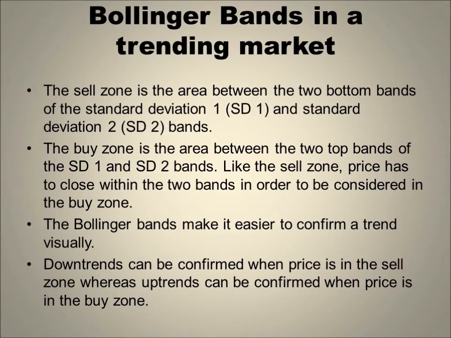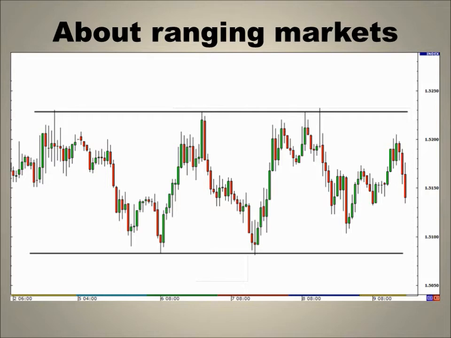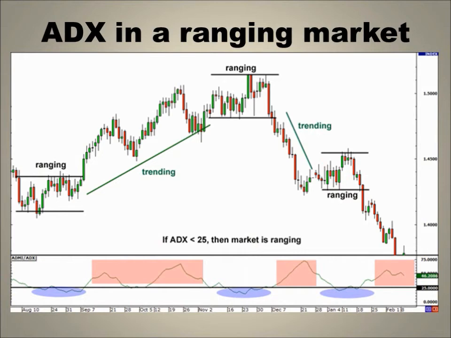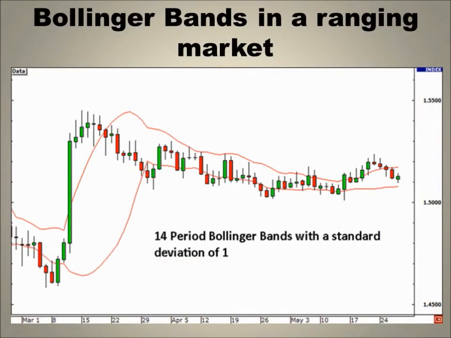Okay, so let's talk more about ranging markets. And here's what a ranging market looks like. Notice that the lines of support and resistance are parallel. Now again, here we have ADX in a ranging market. Before we looked at ADX in a trending market, here's what it looks like in both trending and ranging. As we can see, the ADX is greater than 25 when the market is trending, but lower than 25 when the market is ranging.